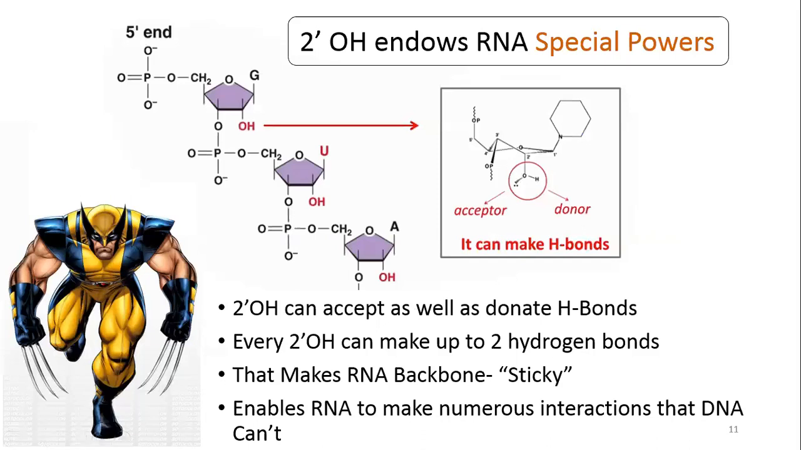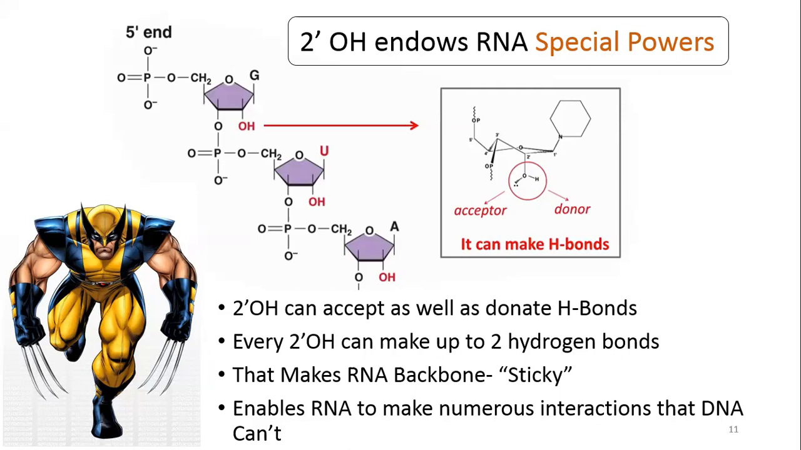Now coming to this OH group, it is this 2 prime OH group that endows RNA with its special power. It is what gives RNA, I would say, a superpower, just like Wolverine, which enables it to do some extra functions which your DNA cannot perform. So now let us talk about what superpower this RNA has, and how this superpower is endowed on your RNA molecule by this 2 prime OH group.